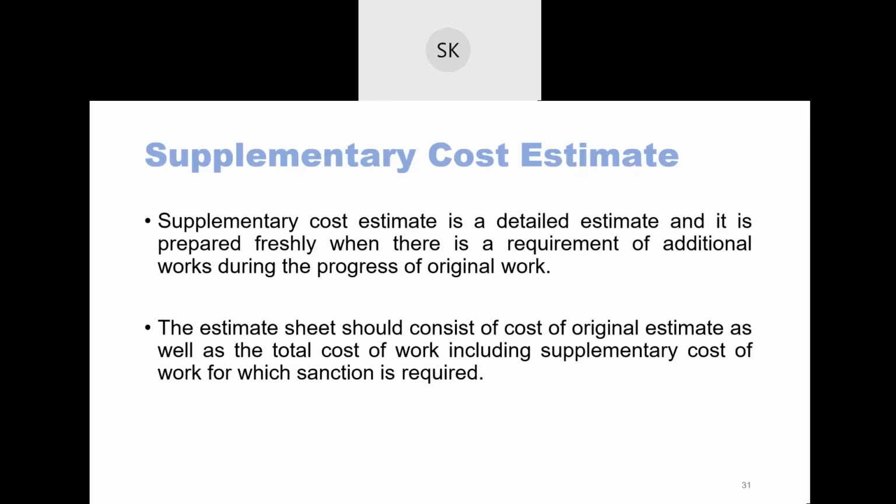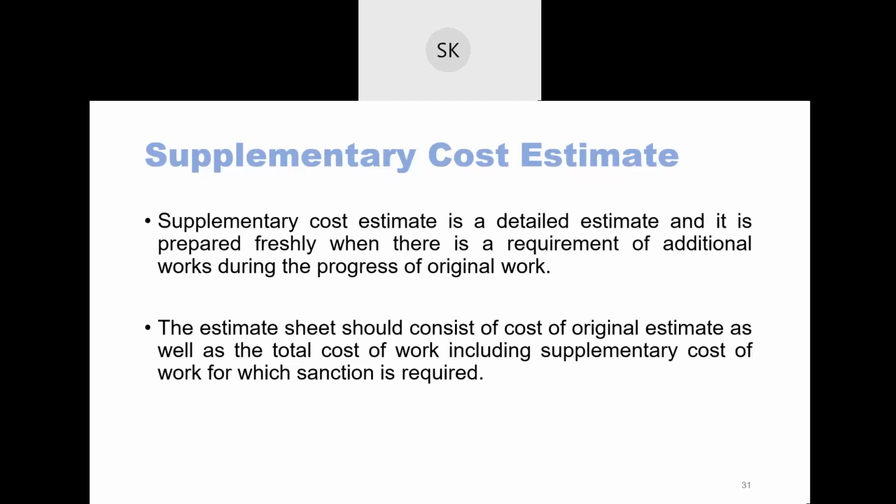Just take a simple example. I am constructing a G+4 building. After construction, I see that parking will be required, but the project owner who gave the work to the contractor has not given a parking space. So he may suggest that there will be a requirement of parking space, so we have to construct it. If they say construct the parking space, this is an additional work, right? So you have to freshly prepare the whole estimate if there is additional work.